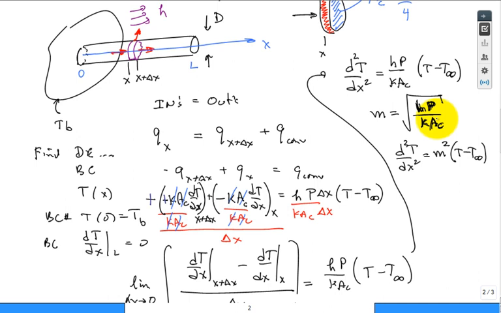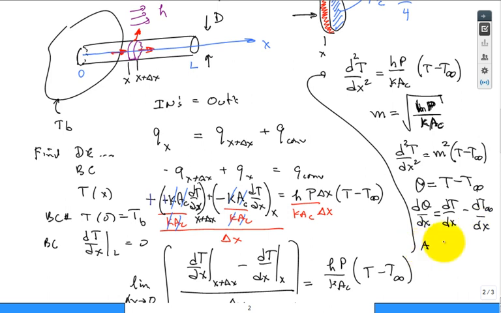Okay. Then guess what? They're not done. They'll introduce theta. What's theta? The actual temperature minus the fluid temperature. Well, why? Because when they take the derivative of theta with respect to x, you get the derivative of temperature with respect to x minus the derivative of T infinity with respect to x. One of those terms is 0.